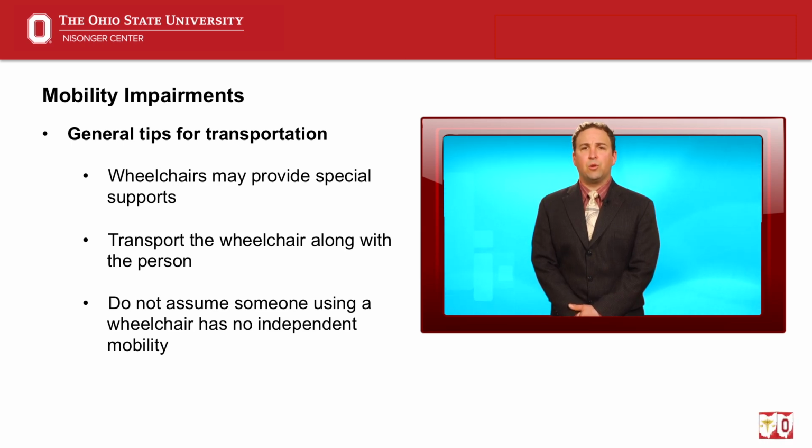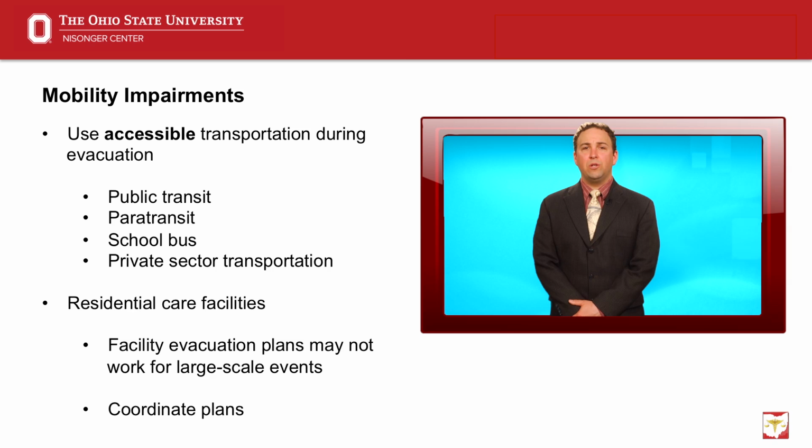Do not assume that a person in a wheelchair has no independent mobility. They may only need the chair for long distances due to weakness or balance issues. You may ask the person what their limitations are and if they are able to stand briefly to move to a cot, for example. Evacuating people who use wheelchairs or who have other mobility impairments involves the use of accessible transportation. To ensure emergency evacuation plans include vehicles that are accessible to people with disabilities, emergency planners should partner with a variety of transportation providers, including public transit, paratransit, school bus, and private sector transportation resources.